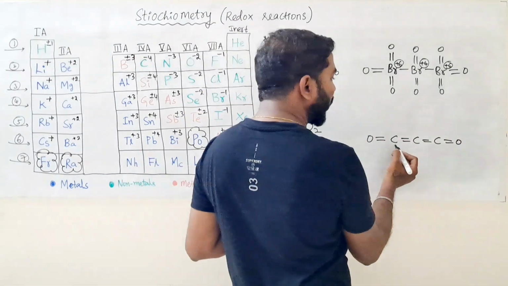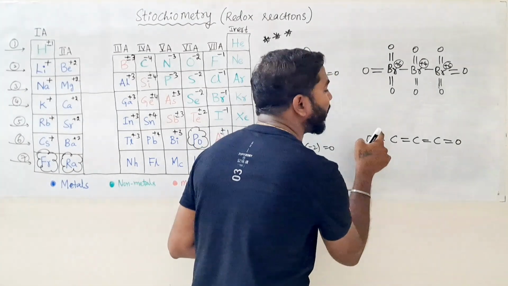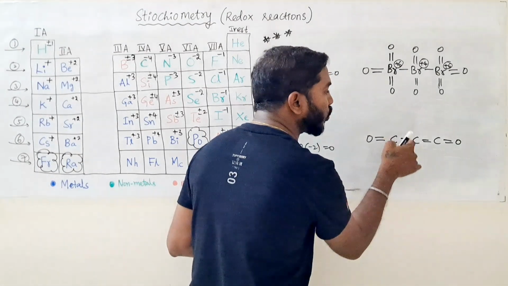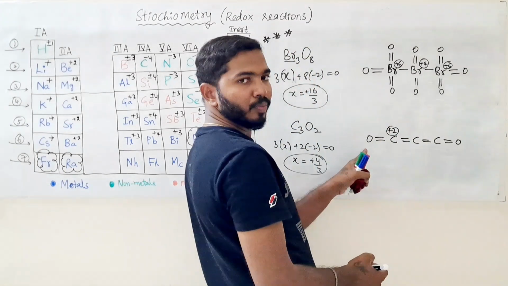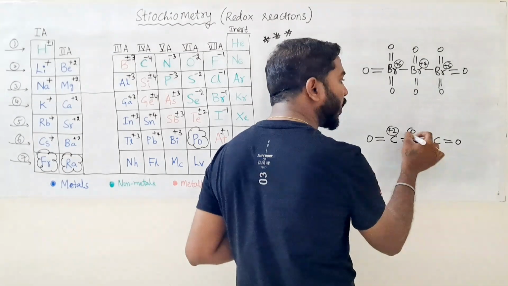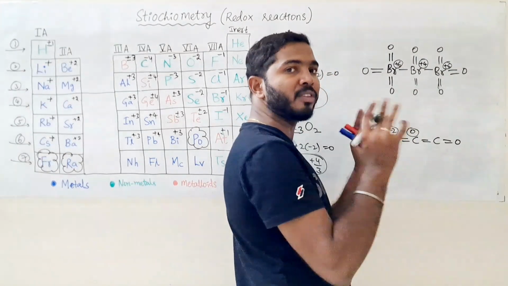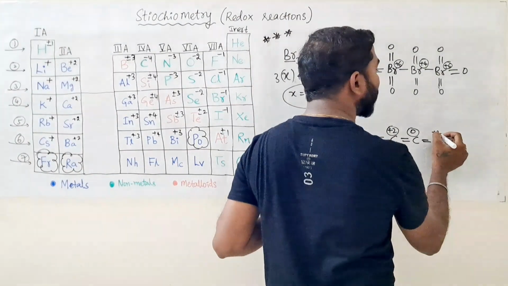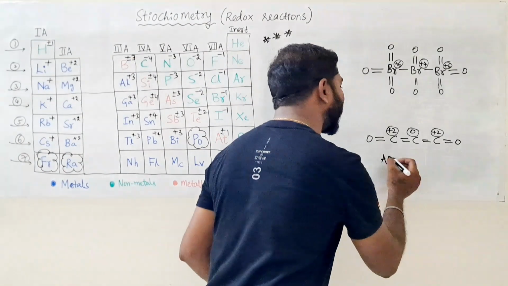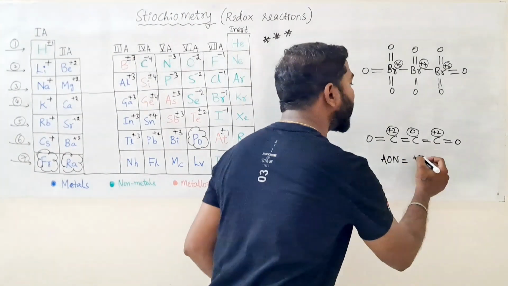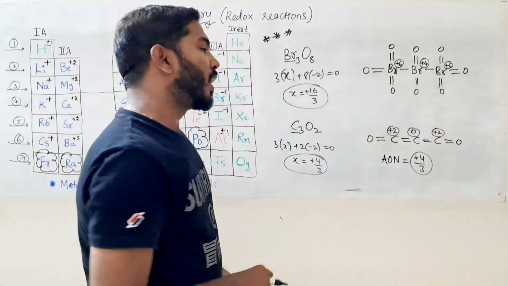So what is the oxidation number of this carbon here? The oxidation number contribution will be only from these 2 bonds. Since these 2 bonds are present between dissimilar atoms, it is going to be plus 2. And for the central carbon, it is going to be 0, because on both sides it has the same bonds between same atoms. And the last one, the terminal carbon, also has plus 2. Now if you take the average oxidation number, it is going to be plus 4 by 3. It is going to be similar. Okay, so clear.